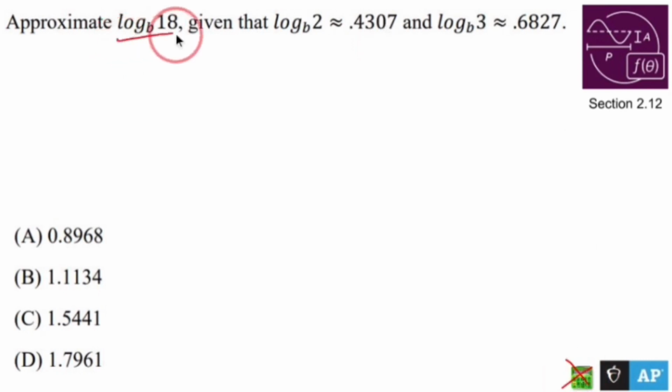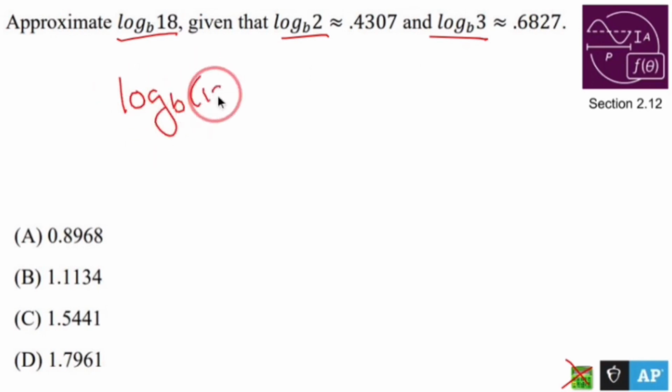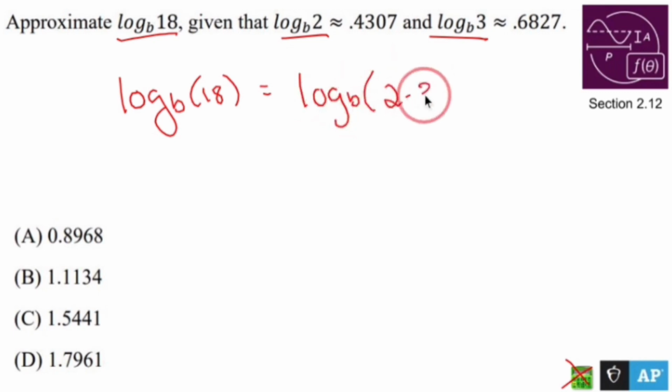What I notice is that all of these guys have the same base, right? So if I wanted to, I can basically rip this apart and say log base b of 18 is pretty much the same as, can I make 18 the same as, wait a minute, 2 times 3 times 3 again is 18. So this is a true statement. 2 times 3 times 3. That's a true statement.